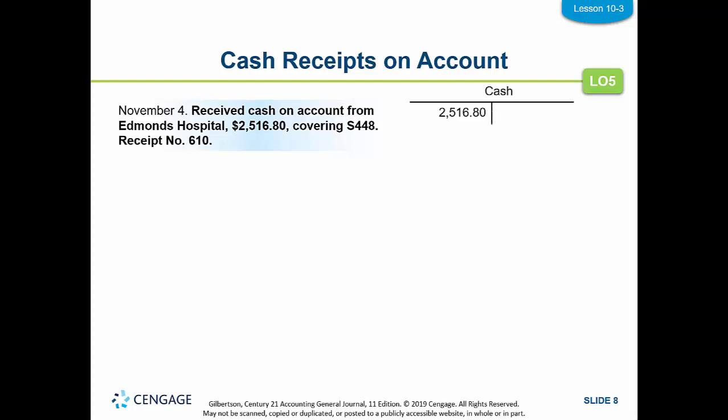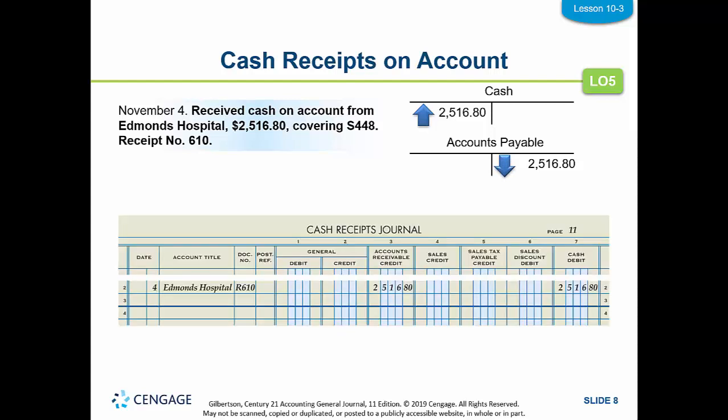Okay, so when we go through and record this, we have cash coming in of $2,516.80, and it's going up, and then the amount that's supposed to say accounts receivable. That is a typo on that right there. That should say accounts receivable, not accounts payable. When we go through to record it, we're going to put the date in, the 4th. The account title is Edmond Hospital. Instead of writing accounts receivable Edmond Hospital, we're putting it in our accounts receivable column. Okay, $2,516.80, and cash is going to match.